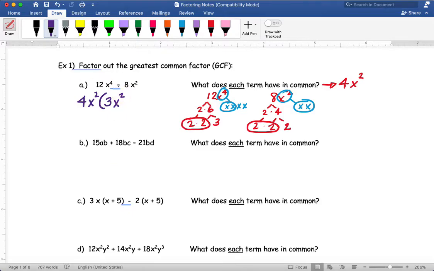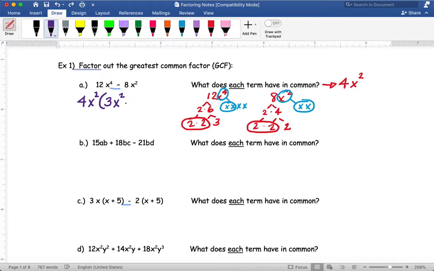Or think of it as an actual division problem. I'll undo this then. 12 divided by 4 is 3. X to the power of 4 divided by x to the power of 2 is x to the power of 2. So there are a couple of different ways you could think about how to set these up. Typically, students will say, well, the 4 and the x squared are coming out, 4 times what is 12? They do it that way. It doesn't matter which way you want to do it.